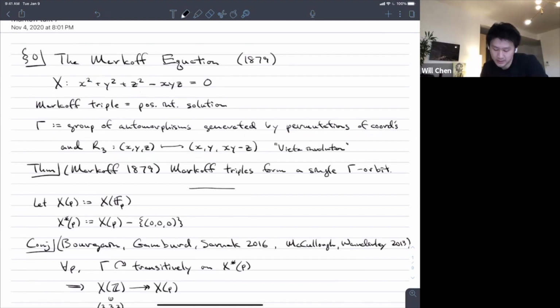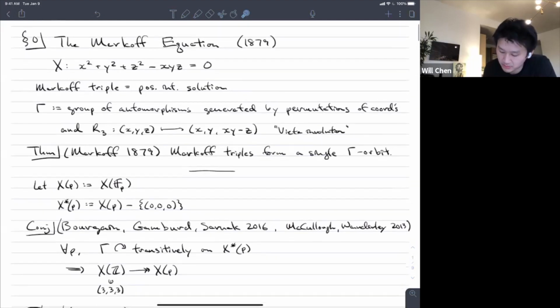Okay. And one of the first results that's known about the Markov equation is that the set of Markov triples, so these are the positive integer solutions to this equation, form a single gamma orbit. They form a single orbit under this group of automorphisms. So this is due to Markov.